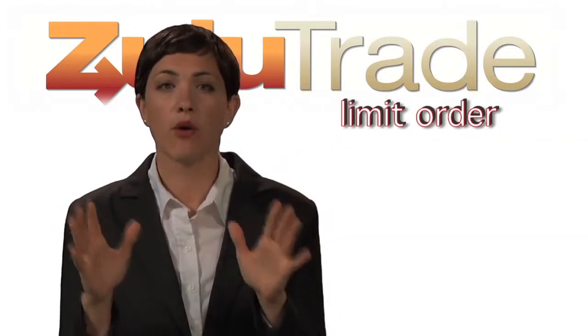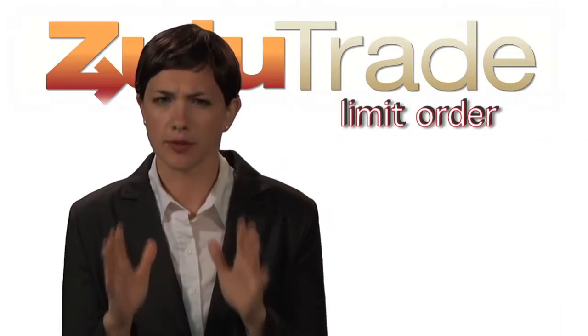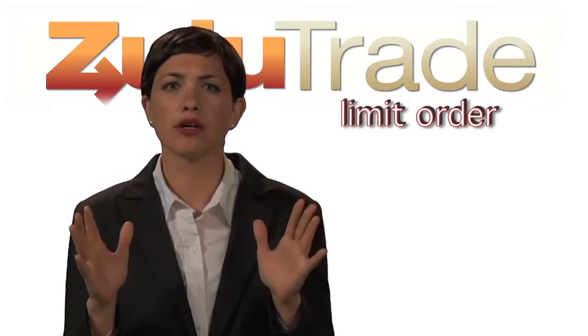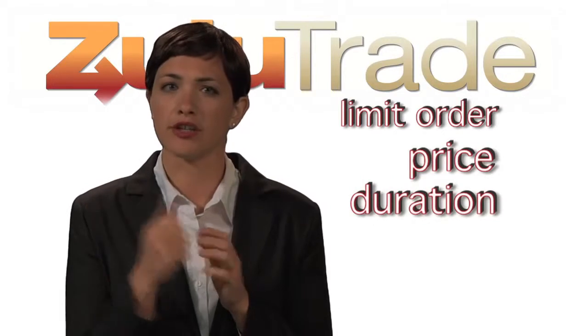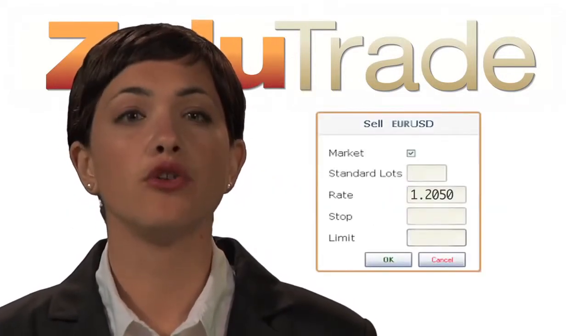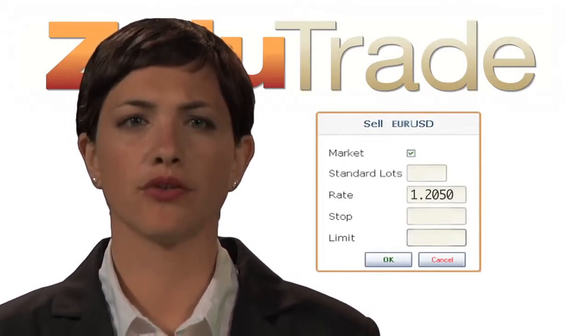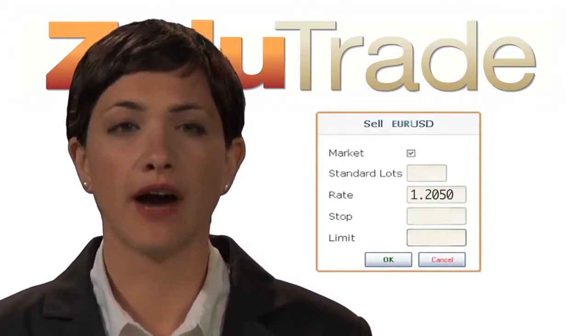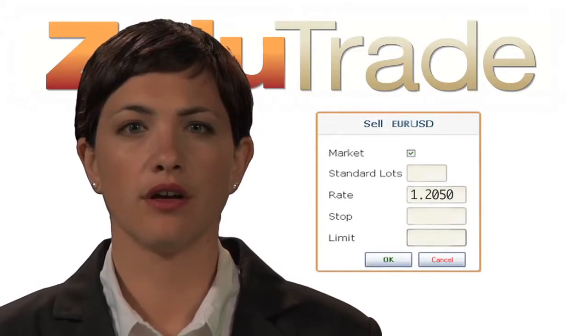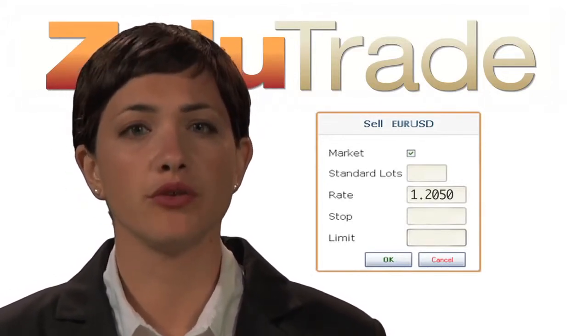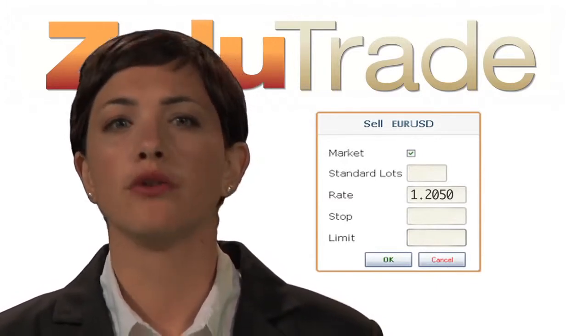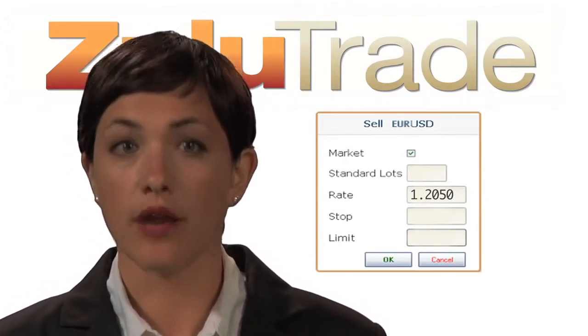A limit order is an order placed to buy or sell at a certain predetermined price. The limit order is typically based on two variables, price and duration. Let's take a look at an example. Let's say that the Euro-US dollar pair is currently being sold for 1.2050 euros to the dollar. But you only want to buy euros if the price reaches 1.2070.